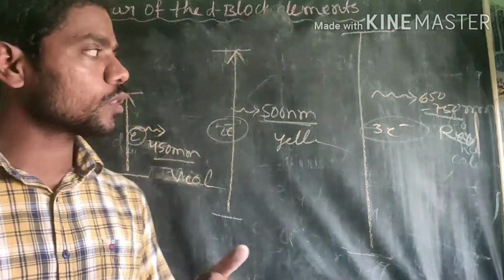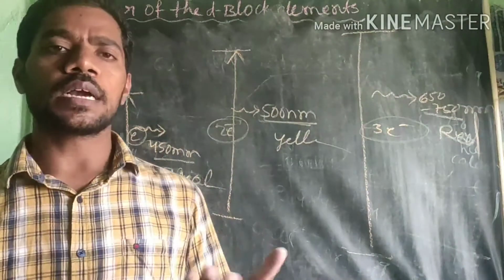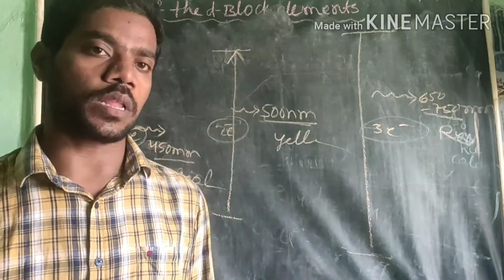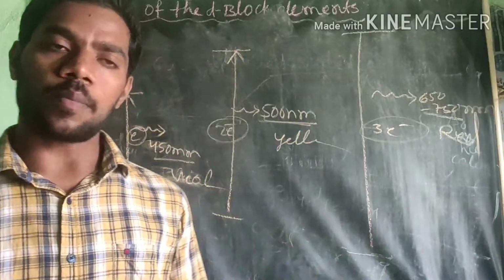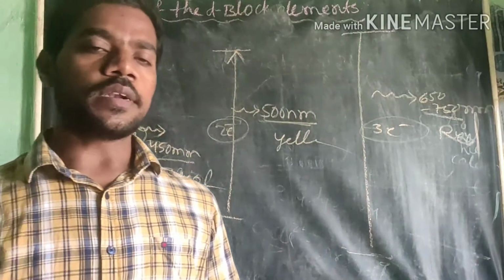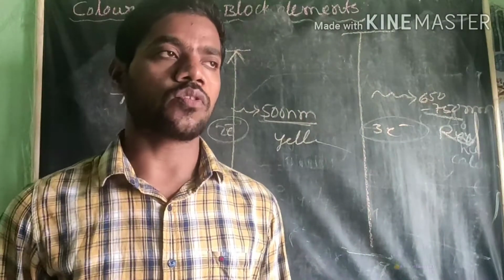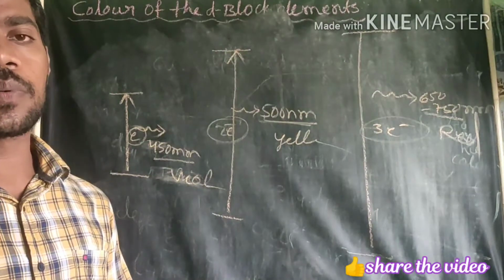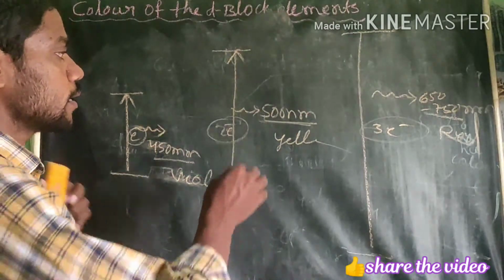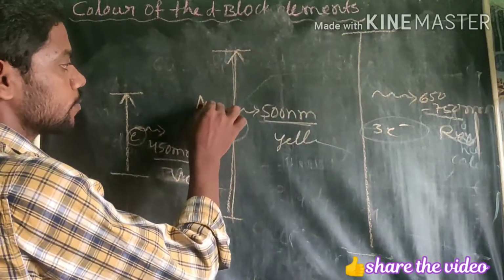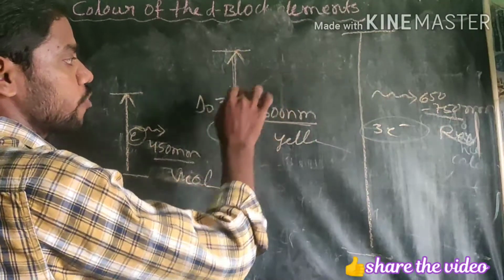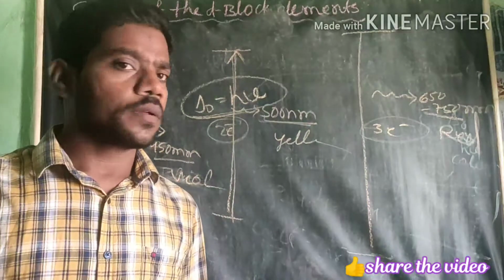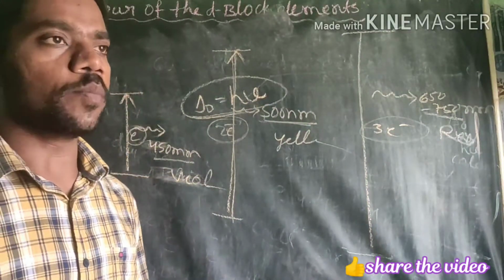And one more thing, these d block elements show color to the compound both in solid state as well as in aqueous solution. For example, copper sulfate is blue color in both solid state as well as aqueous solution. Therefore, these d block elements give color to the compound because of the valence electron. This energy gap is delta naught, and we say it is h nu of energy. This is what gives color to the compound.